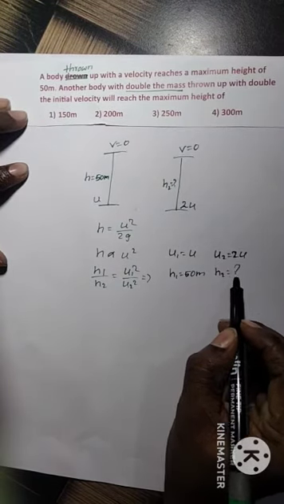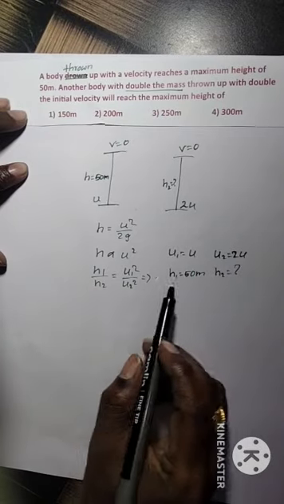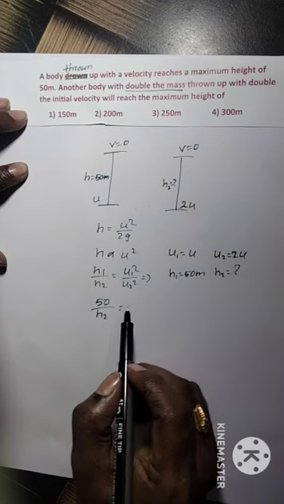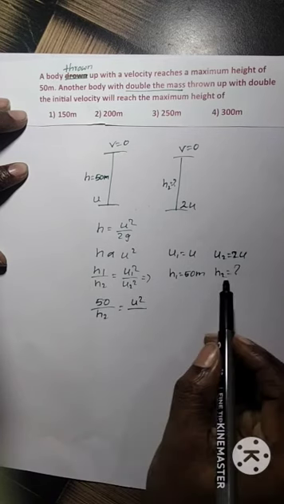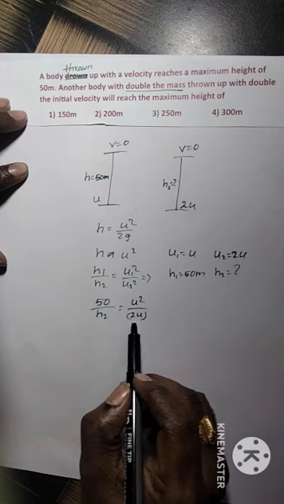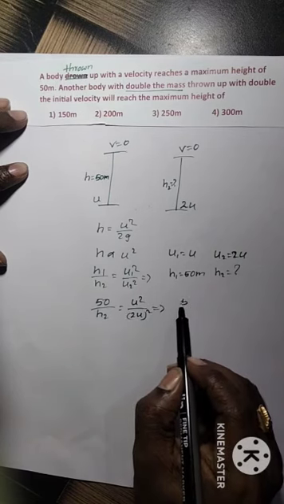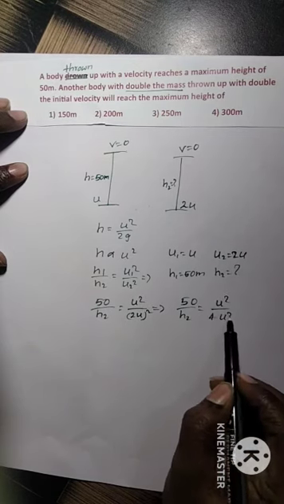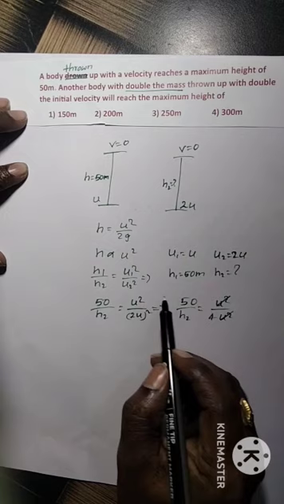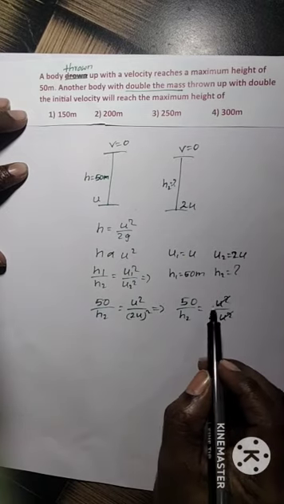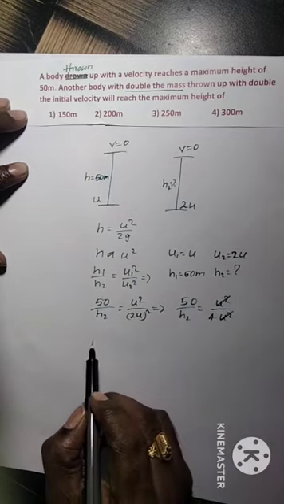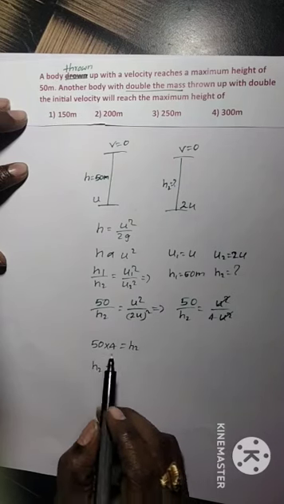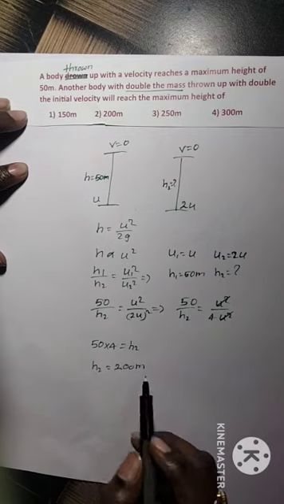Then what about h2? Substitute all these values in this equation. h1 value 50 by h2, which we don't know, equals u1 square, that is u square, by u2 square, that is 2u whole square. That implies 50 by h2 is equal to u square by 4u square. u square gets cancelled, and on cross multiplication, h2 goes to one side and 4 goes to the other. 50 into 4 is equal to h2. Then h2 is equal to 200 meters.